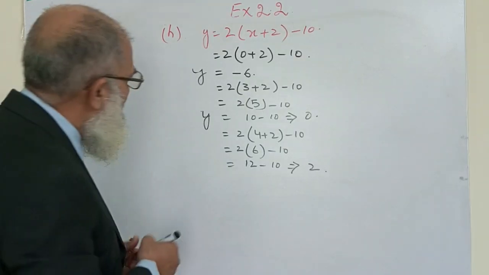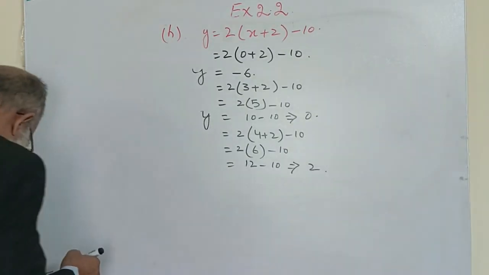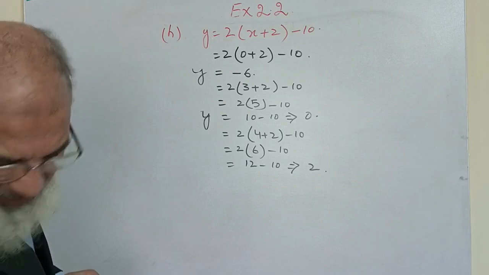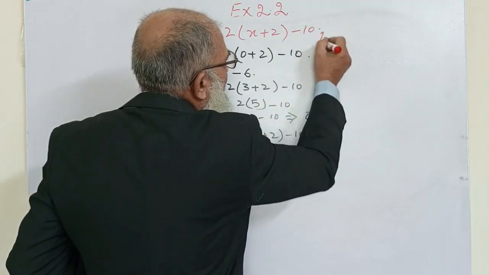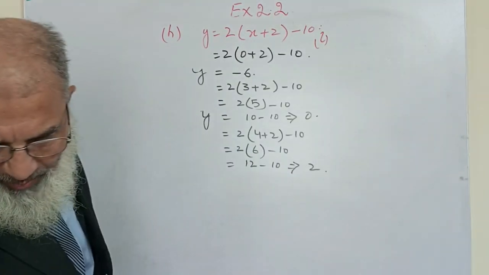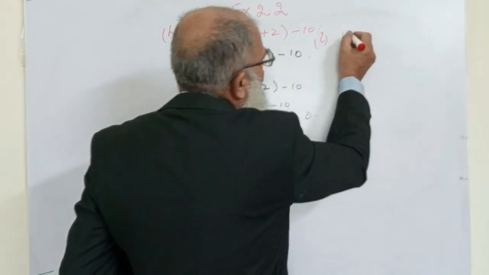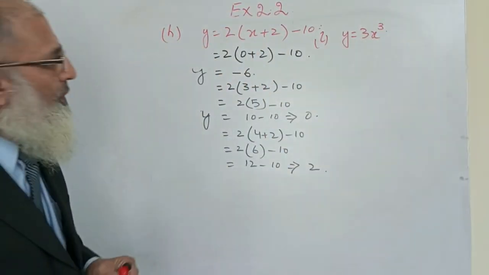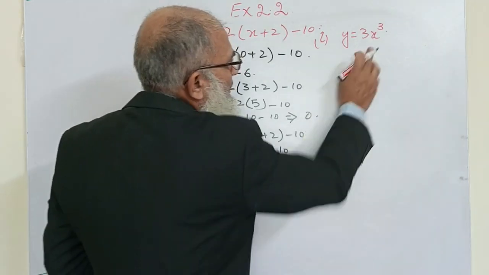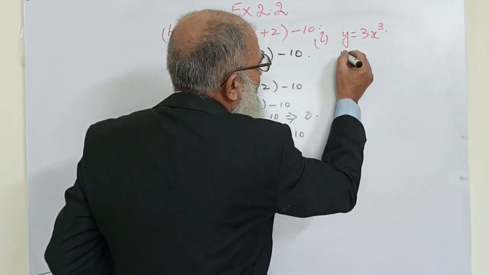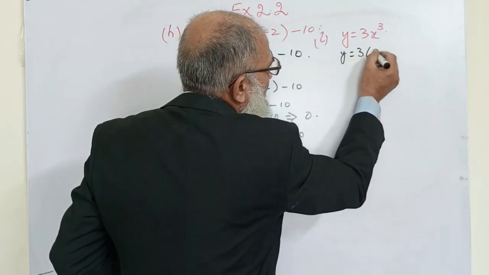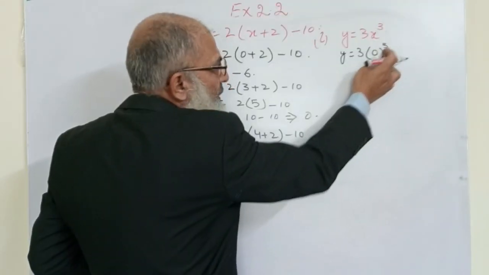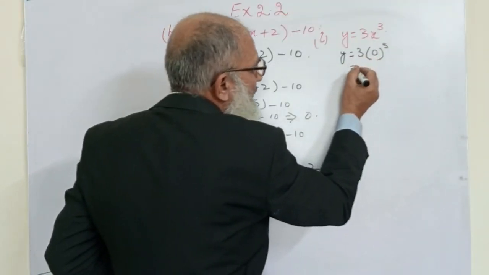One last part I am going to do for you is part number I. I am going to quickly go through this part as well. You see that this is a cube over here. Now when x is equal to 0, what will happen here? This is 0, and 0 multiplied by 3 or anything is 0.